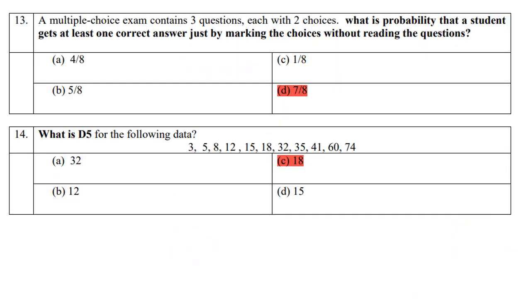A multiple choice exam contains 3 questions, each with 2 choices. What is the probability that a student gets at least one correct answer just marking the choices without reading the questions? Here is a situation. We have 3 questions and there are 2 choices. Each time, the probability that we choose a correct answer is 1 over 2.